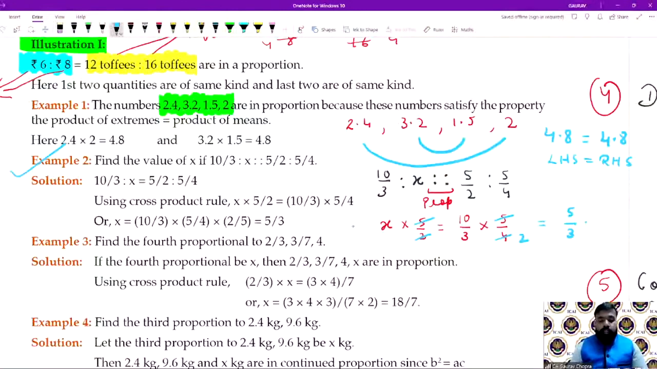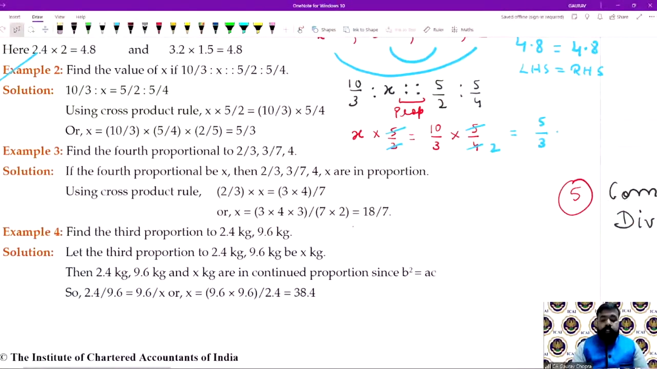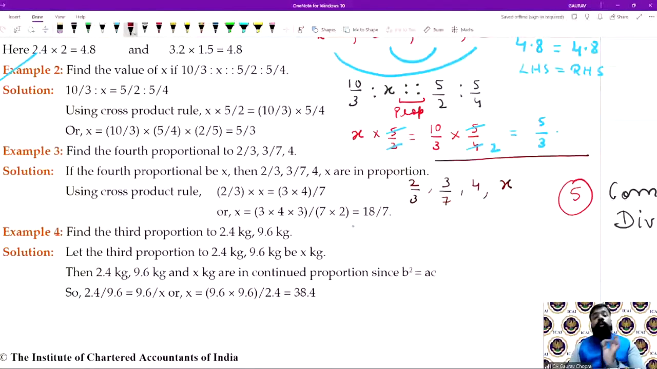Now if we talk about the third one. The third one says, find out the fourth proportional. Now this time we have to calculate the fourth proportional. So what is the fourth proportional? That means the fourth value. So this time we have to calculate the fourth value. So first value is 2 by 3. Second is 3 by 7. Third one is 4. And fourth we can take X. So because the question is asking about the fourth proportional, we can take the fourth value as X.